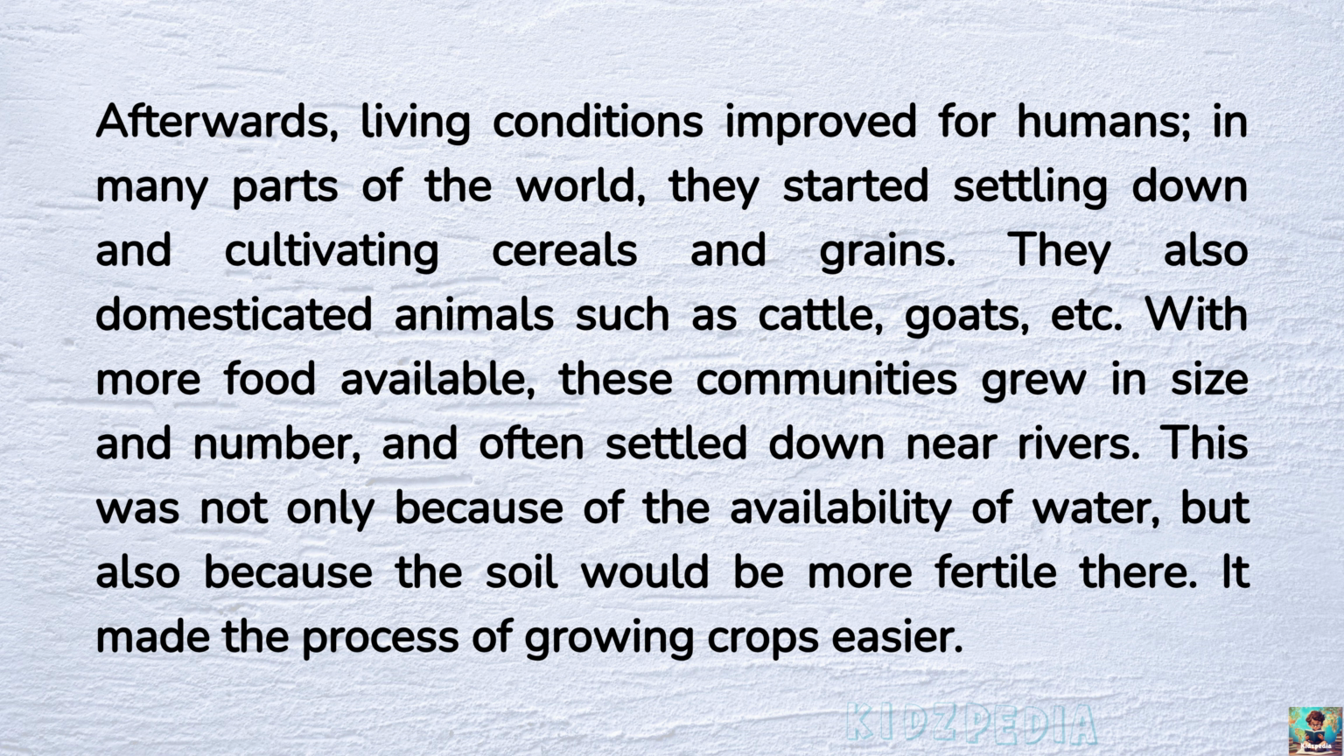So, after the ice age, life became easier for humans. People began to live in one place instead of moving around. And they started growing crops like wheat and rice. They also started domesticating animals like cows and goats. With more food, their communities became bigger and they often settled near rivers because of water and fertile soil, which helped them grow more crops.